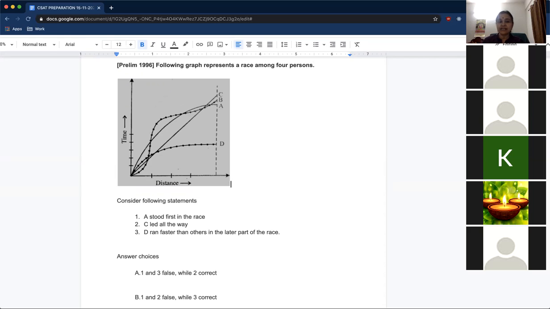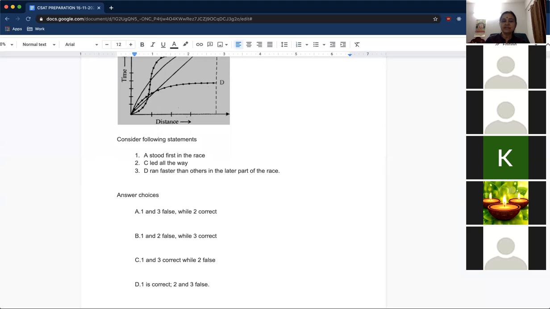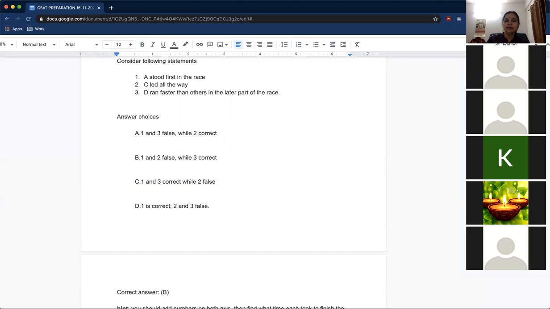D ran faster than others in the later part of the race. Initially, he was not that fast, but later he was faster. Right. So what are the options given here? 1 and 3 are false.